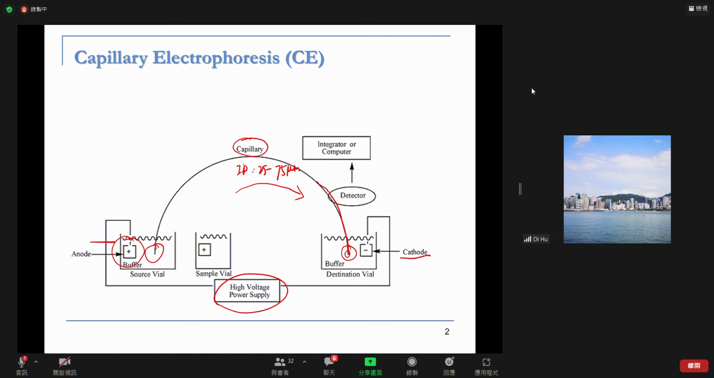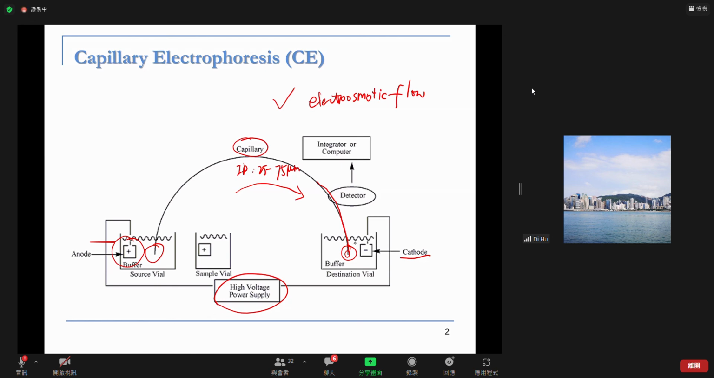Once the voltage is applied, all the ions that migrate are pulled through the capillary in the same direction. That is caused by the electro-osmotic flow. That's something very important. Everything goes through to the destination vial, the detector end, by electro-osmotic flow.